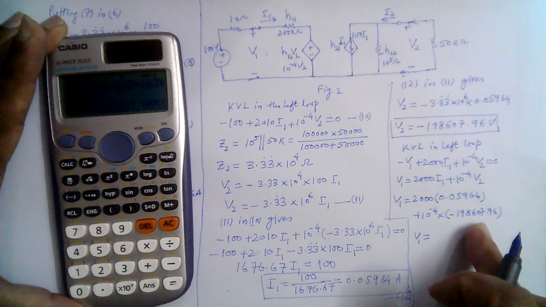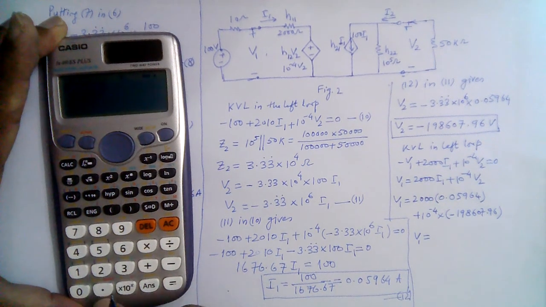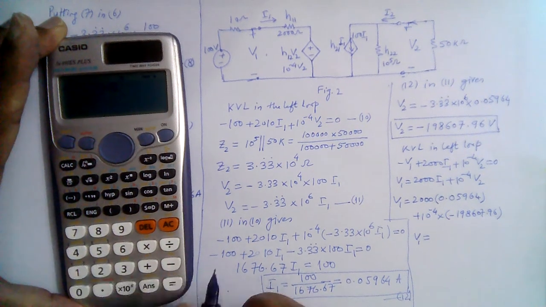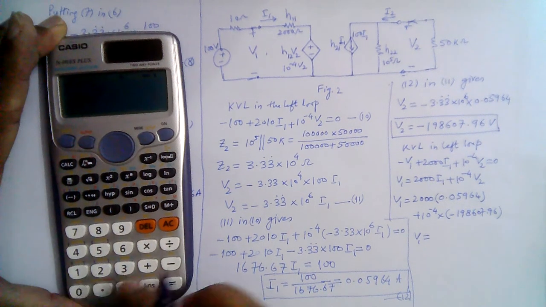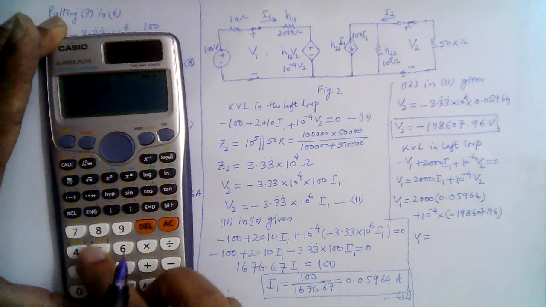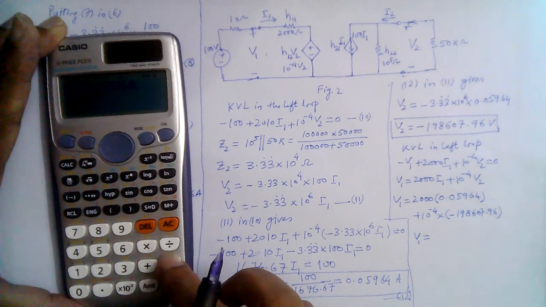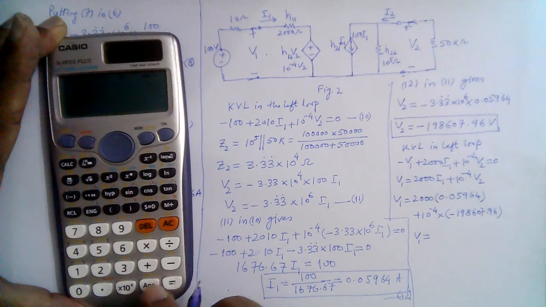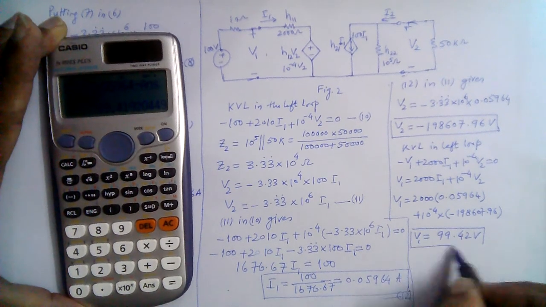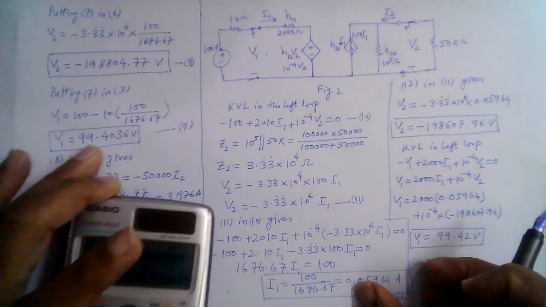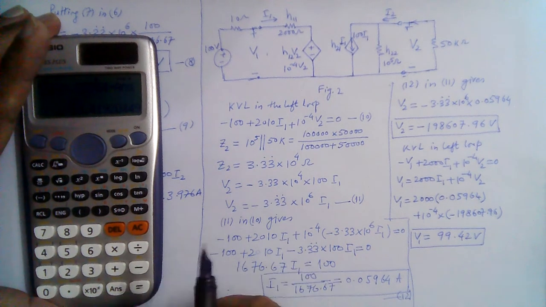So V1 is, so this is into 10 power minus 4, right, and we need to subtract this value from 2000 multiplied by 0.05964, right, and minus the previously found value. So that gives us 99.42 volts. So V1 is 99, that's almost the same value, right? So we have found out V1 now.